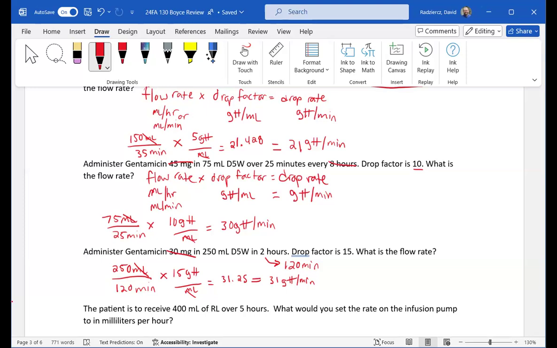If I were just calculating the flow rate in milliliters per hour, I would take my 75 milliliters over 25 minutes, and then I would convert minutes to hours. So if I'm doing a standard flow rate, that's what I would do. So again, 3 times 60 would give you 180 mL per hour.